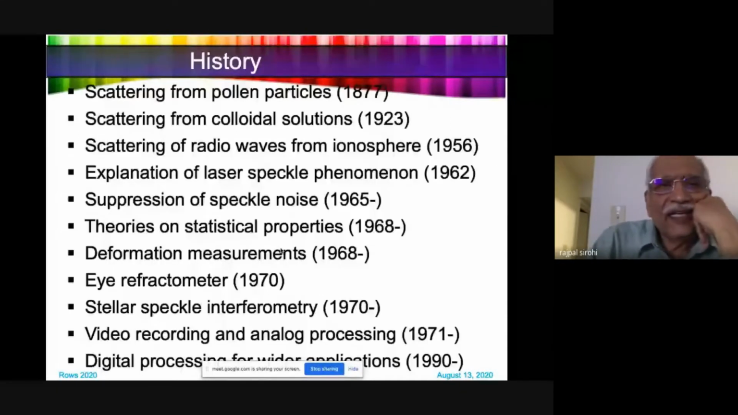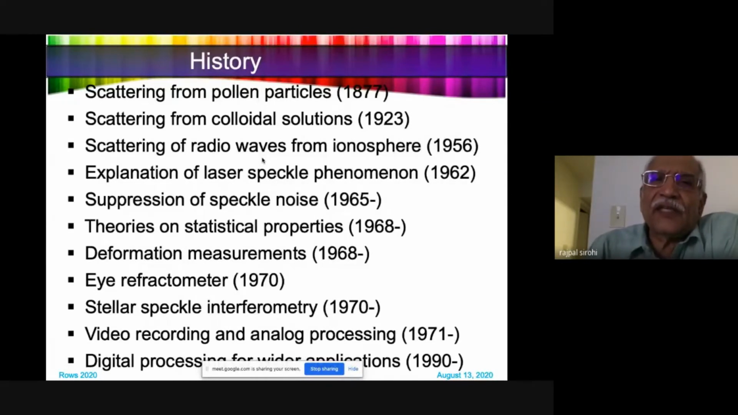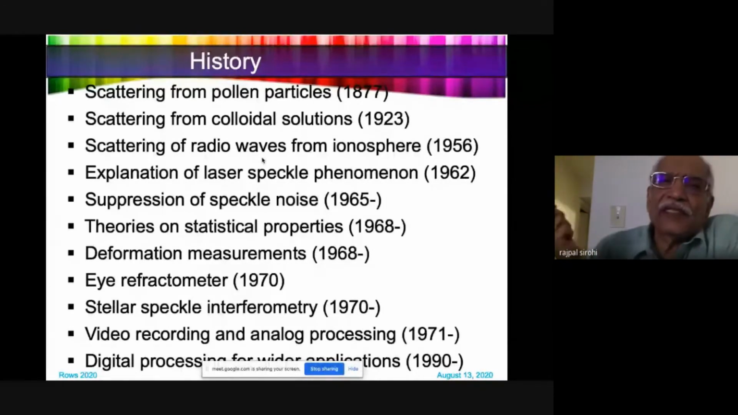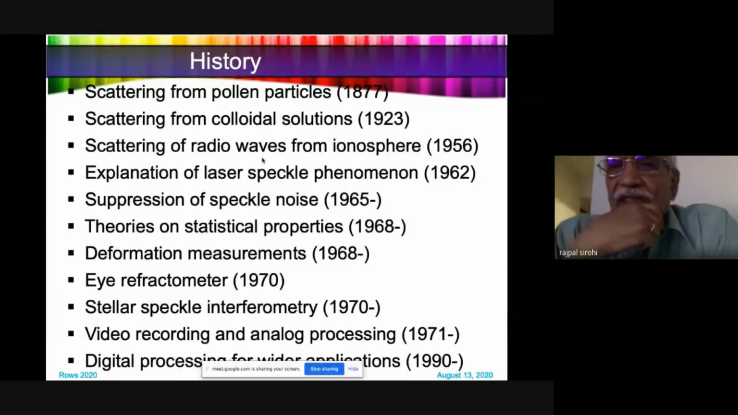These are some of the earlier works, because people studied scattering from the pollen particles, from the colloidal solutions. The scattering of radio waves from ionospheres also generates a speckle pattern. But the real application and real acceptance of this phenomena came after the lasers were being used in the laboratory. Although the first laser appears in 1960, many of them came in the laboratories around 61, 62.